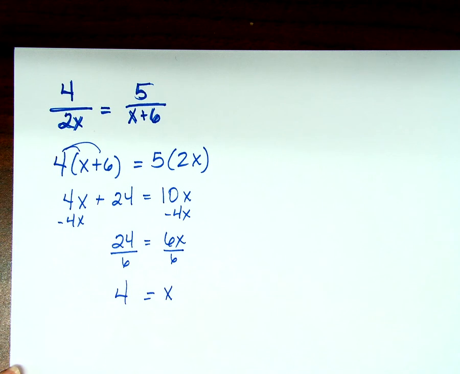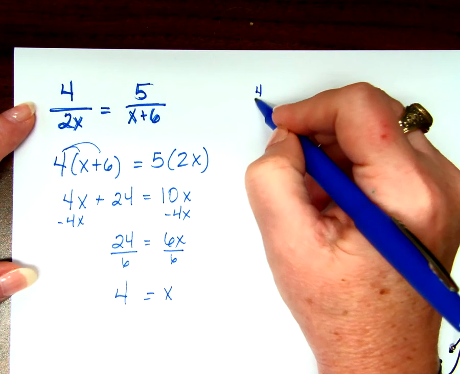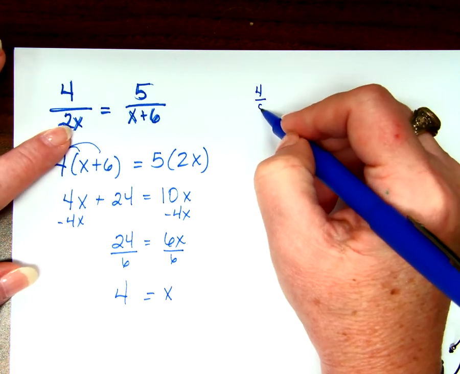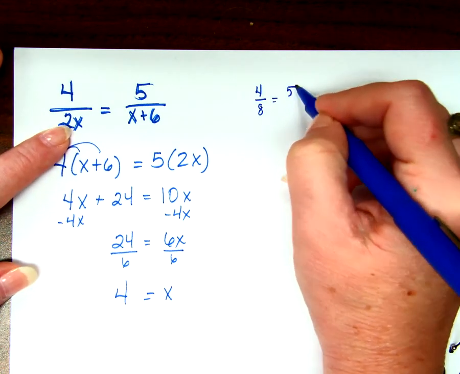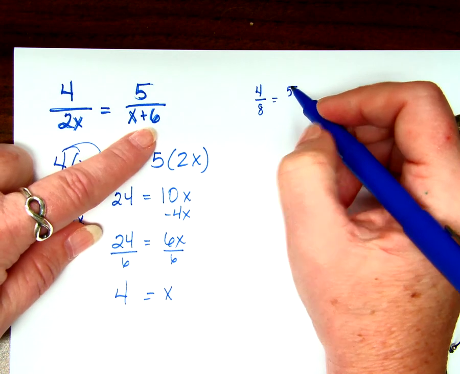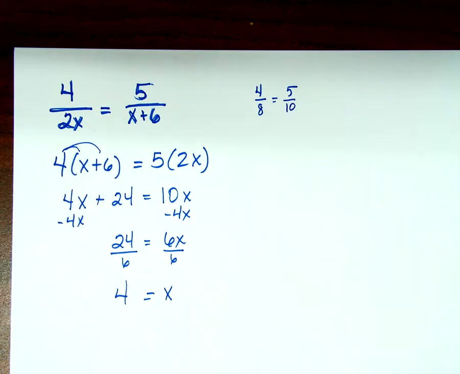Is that the right answer? Are you positive? Could you be positive if you weren't to begin with? How? Plug what in? Oh, plug the 4 in. Okay. 4 over 2 times 4, which is 8, equals 5 over 4 plus 6. So 4 over 8 equals 5 over 10. They both simplify to 1/2, right?